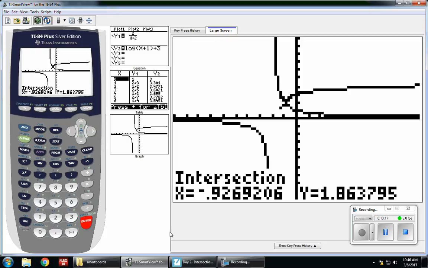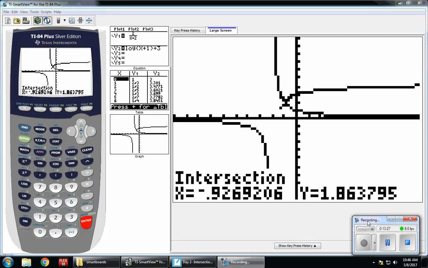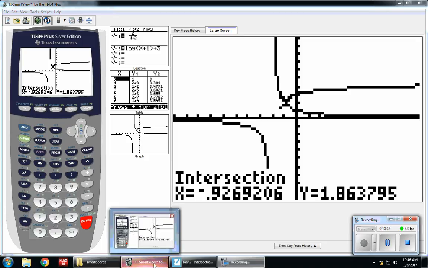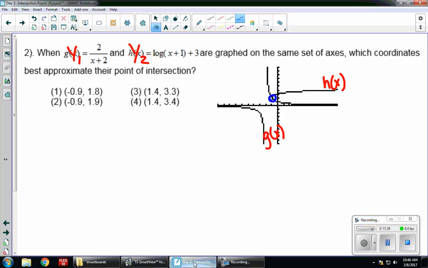There we go. So sometimes it's a little finicky and you just need to hit the right arrow before you hit enter that second time because it wasn't picking it up. But here is my point of intersection. So what you're going to do is copy down this entire number, both x and y this time, because we're looking for a point of intersection.